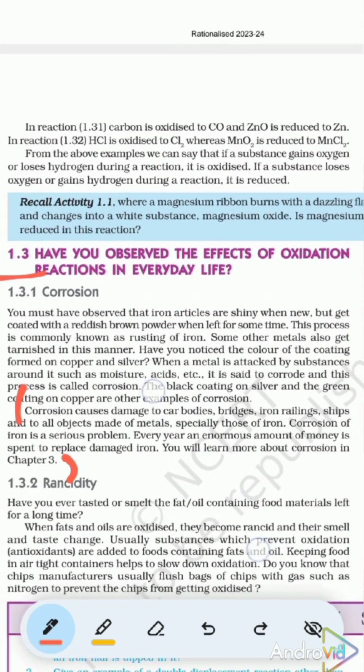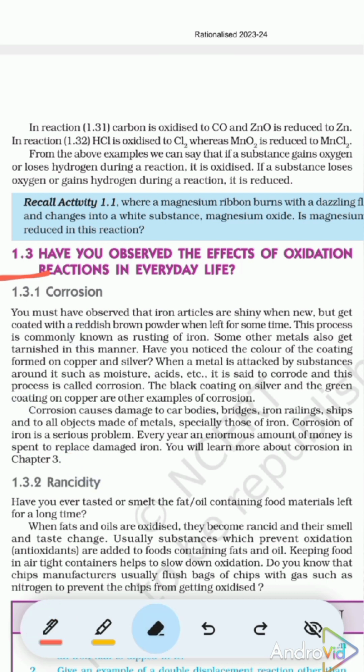And next, the last topic in this chapter, 1.3.2, rancidity. Have you ever tasted or smelled fat or oil containing food materials left for a long time? We can easily identify whether a food item we consume regularly has spoiled or not by the smell, by the odor coming from it. When fats and oils get oxidized, they become rancid and their smell and taste change. Usually, substances which prevent oxidation, that is antioxidants, are added to foods containing fats and oil. And keeping food in airtight containers helps slow down oxidation.